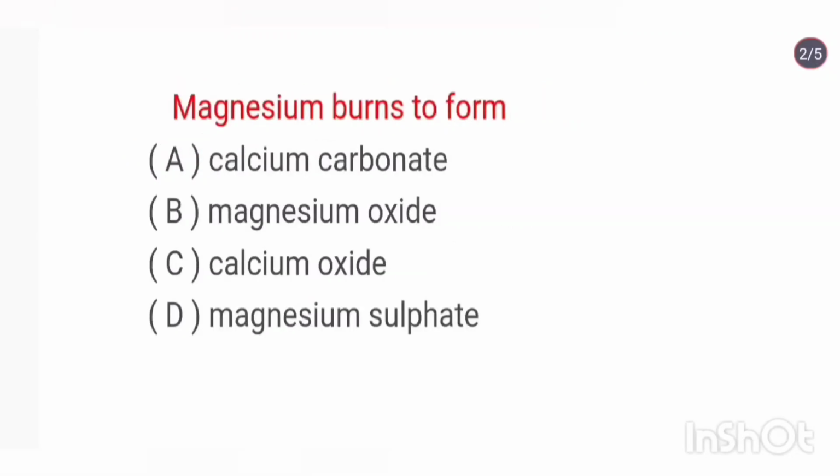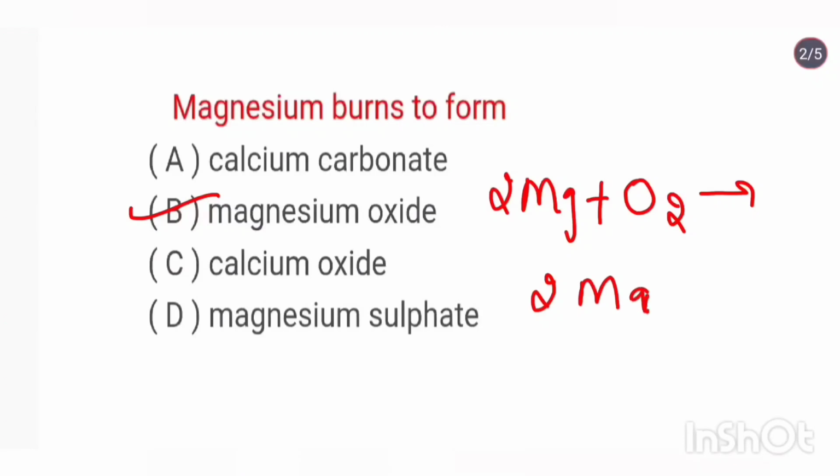Magnesium burns to form magnesium oxide. Burning magnesium ribbon in air to form magnesium oxide is an example of an exothermic reaction. Along with exothermic, this reaction is also known as a combination reaction. 2 Mg plus O2 gives magnesium oxide plus energy.